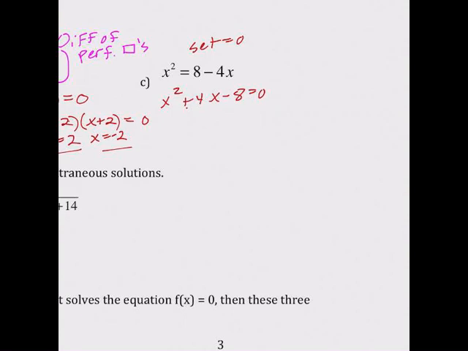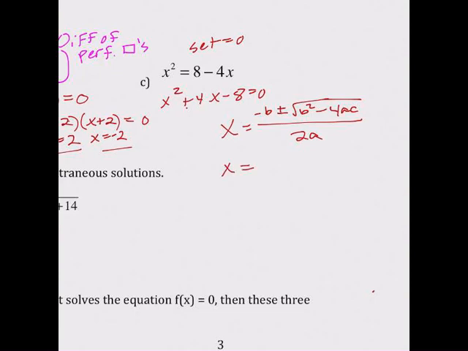I heard that whispered. It's only meant to be whispered. Negative b plus or minus the square root of b squared minus 4ac. Rumor has it this was sung once, embarrassingly, at Prairie View.